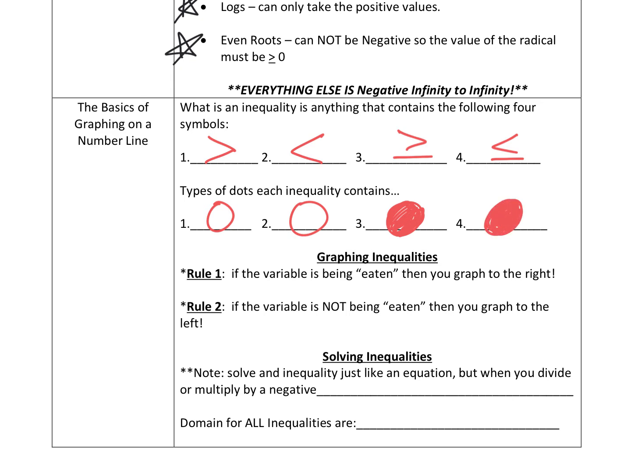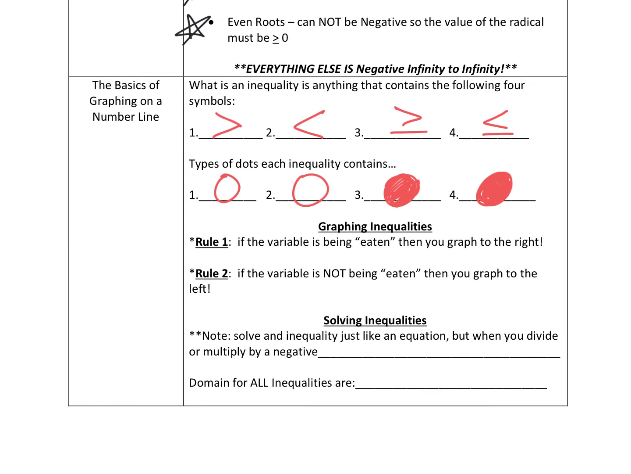Okay. And again, these two rules. If the variable is being eaten, you graph to the right, okay? If the variable is not being eaten, if it's being pointed at, then you're going to graph to the left. That's the difference between greater than and less than, okay? Note, when we're solving inequalities, they're just like equations, but when we divide or multiply by a negative number, we must, anybody remember? Flip the sign. Yep, flip the sign. Gotta flip the sign.